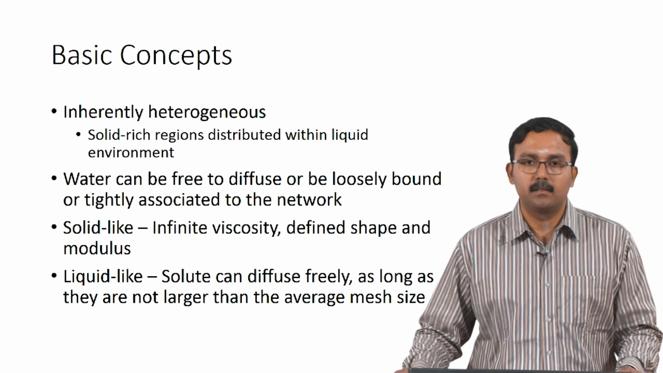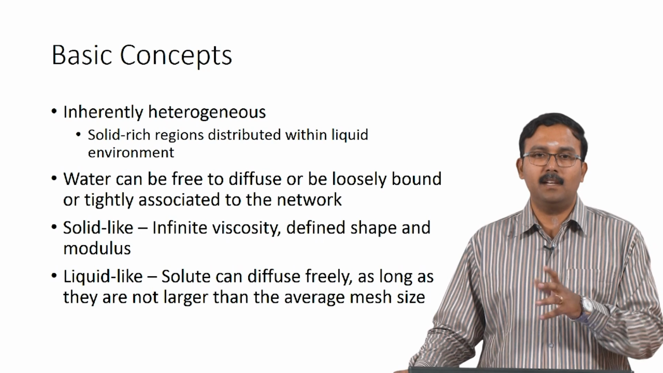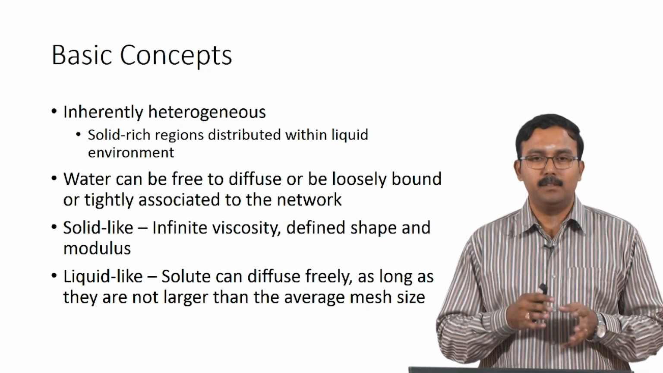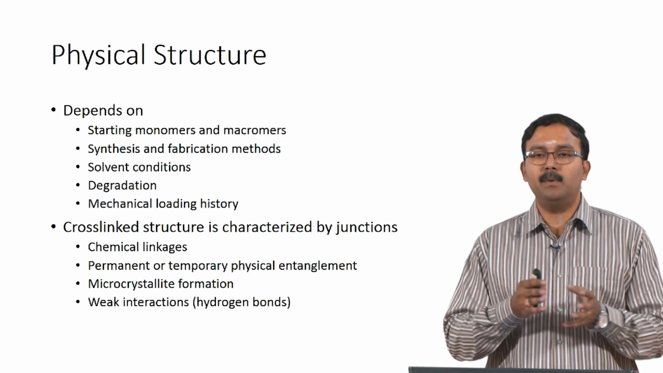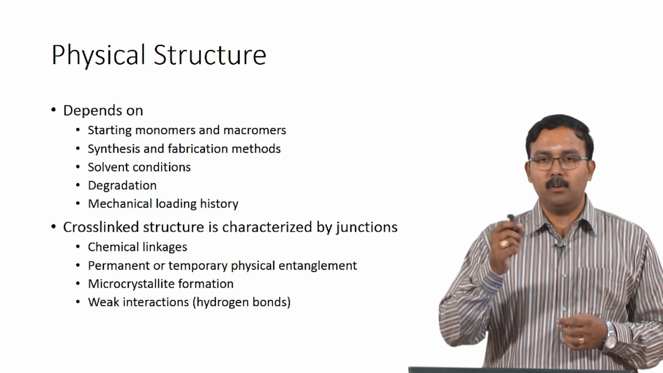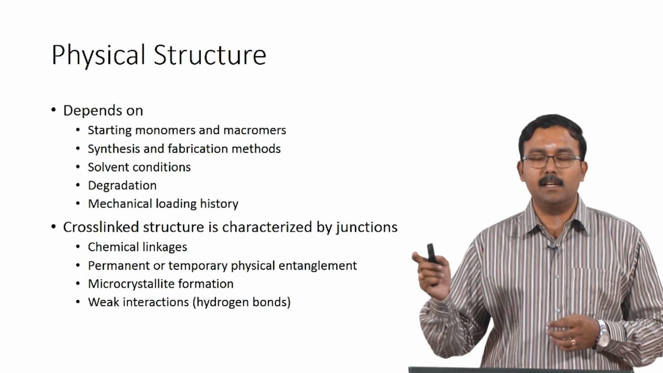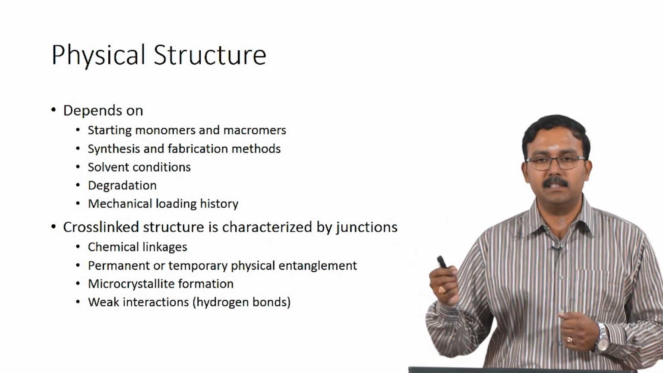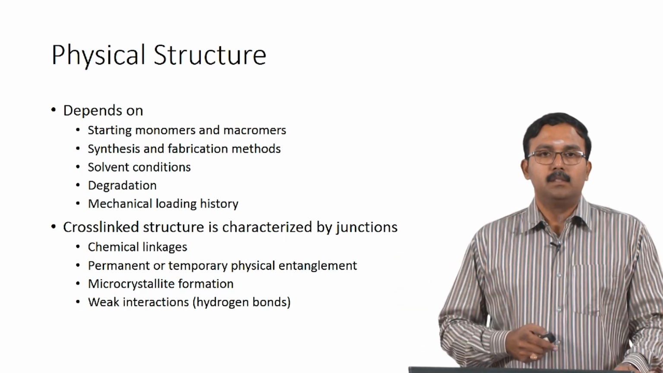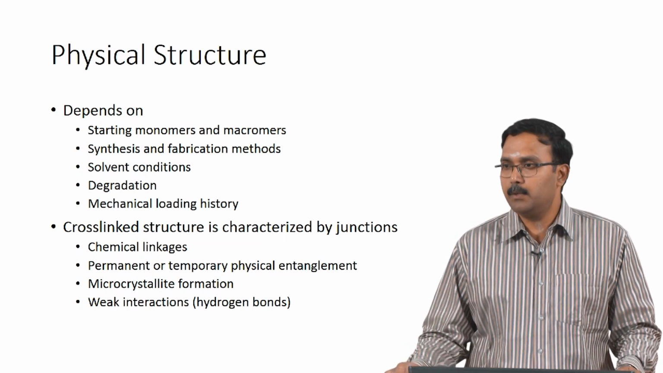Given that it's heterogeneous, won't the mesh size vary from place to place? Yes, it will be. That is why I said average mesh size. So, it will be different, but you can prepare it with reasonable distribution. So, if you are going to have chemical cross-linking, for example, depending on the functional group's density, you are going to have similar cross-linking, right. So, you can alter cross-linker concentration to get uniform cross-linking and so on. So, the physical structure itself depends on the starting monomer or the macromer which you are using, right.